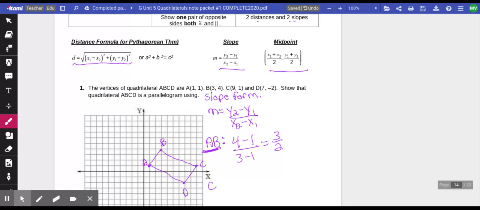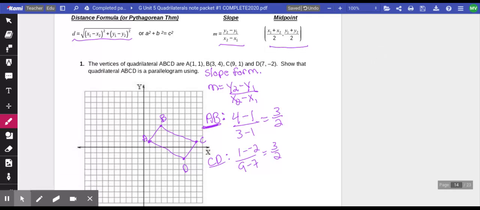So I want you to pause, and I want you to find the slope of CD. So hopefully you found the slope of CD. I did 1 minus negative 2 over 9 minus 7. You could have flipped that, but you should still get 3 over 2. So then I'm going to say therefore, which is these 3 little dots, AB is parallel to CD, same slope.